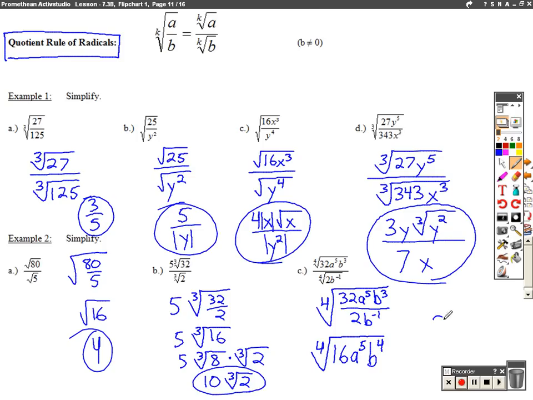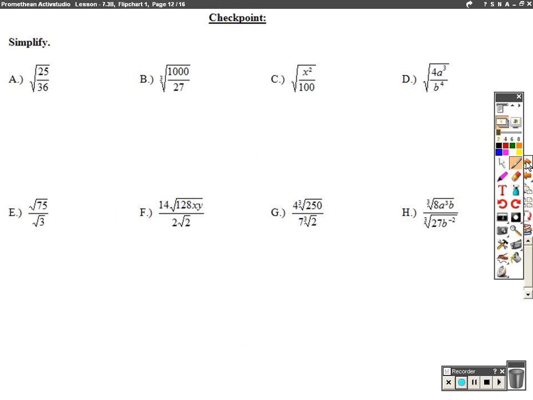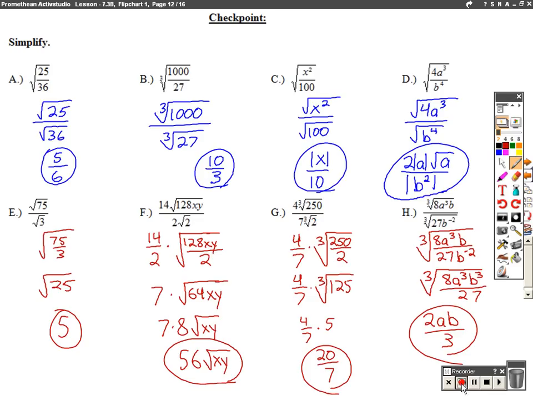4th root of 16 is 2. 4 goes into 5 one time with 1 left over. 4 goes into 4 one time. These variables can go into absolute value brackets, and the a stays underneath the 4th root. Okay, why don't you go ahead and pause the video and see how you can do on these checkpoints.